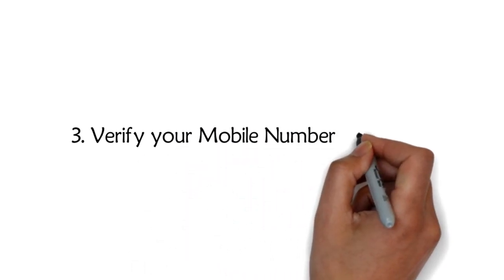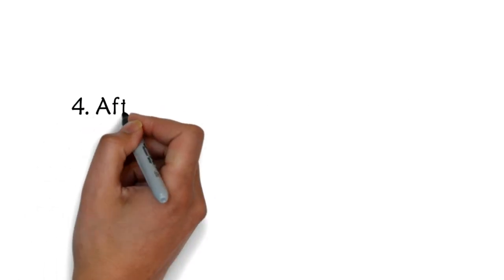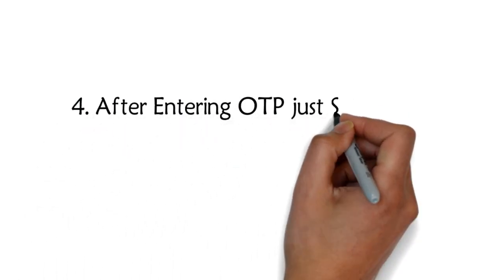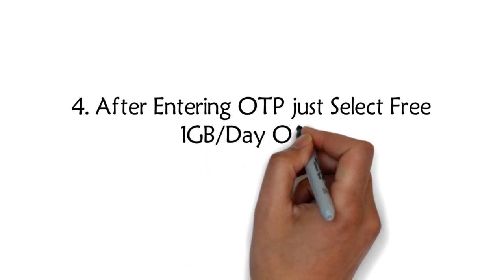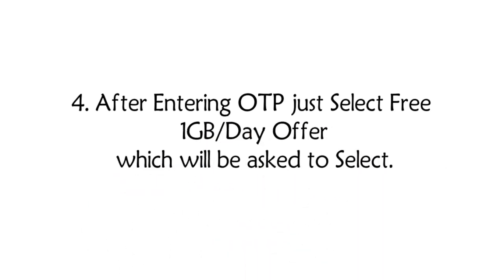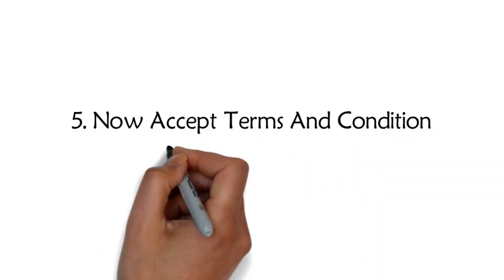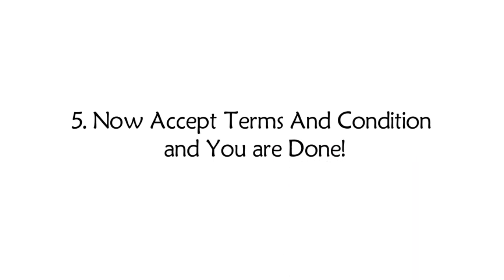3. Verify your mobile number with OTP. 4. After entering OTP, just select the free 1 gigabyte/day offer which will be asked to select. 5. Now accept terms and conditions and you are done.